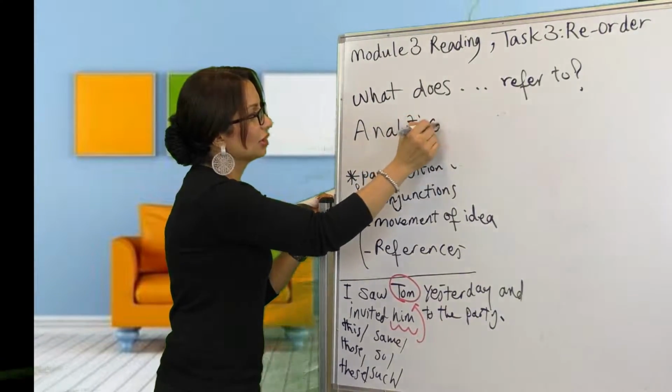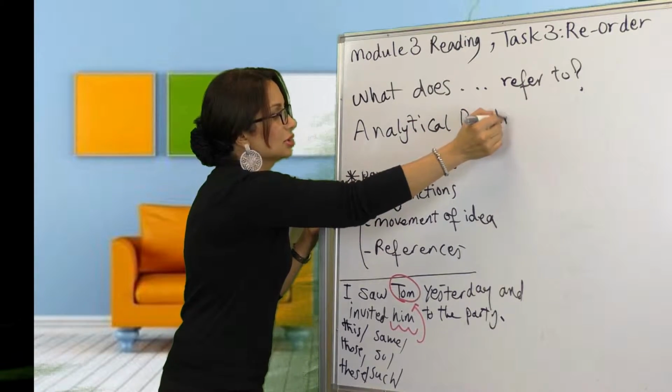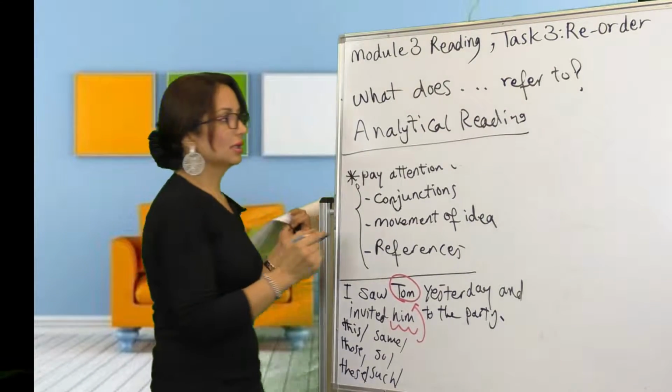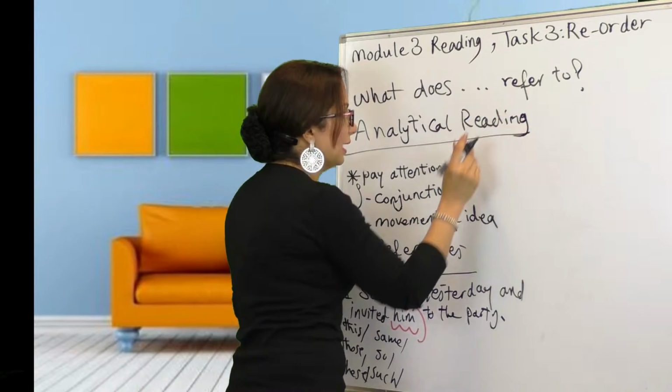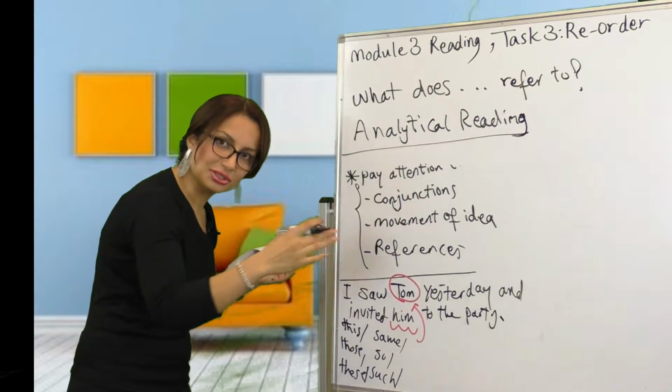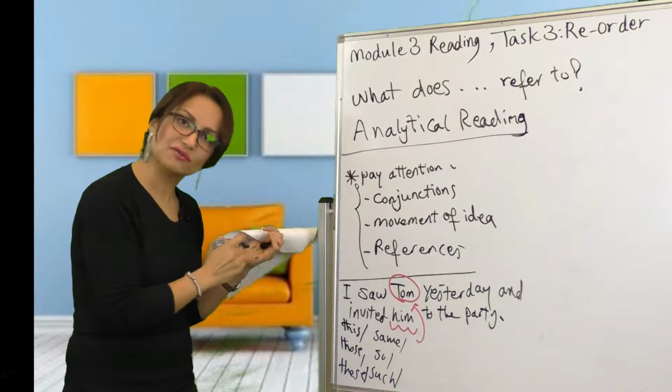So again, you can download short texts about subjects that are really interesting to you and try to read them in relation to references and conjunctions, and see how the ideas move when we use proper conjunctions and references in a text.